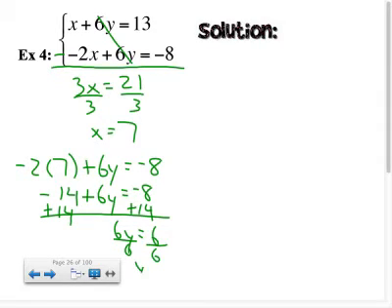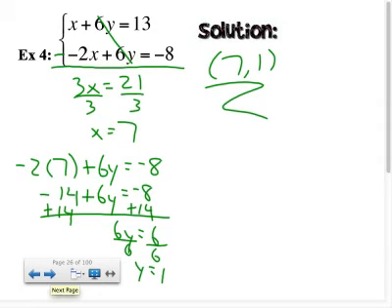Divide both sides by 6, y equals 1. So (7, 1) is the solution here. And again, I would get in the habit of mentally checking these things. So I go to the first equation: 7 plus 6 times 1 is 6, equals 13.